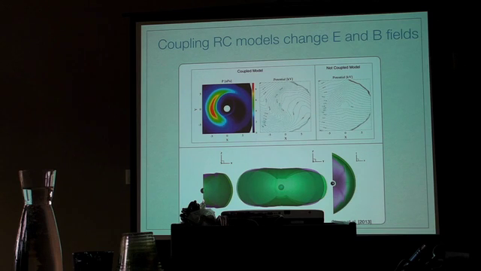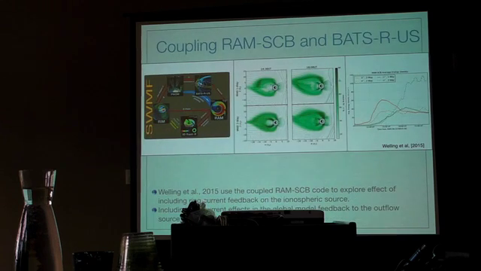effects so far. You include the ring current model, you get a change in the pressure, you get a change in the electric field, you get a change in the magnetic field. And what I'll show you is you actually get changes outside of the inner magnetosphere. This is from Dan Welling's recent paper coupling the RAM-SCB model into SWMF. And they were looking at the effect on the ionospheric outflow.